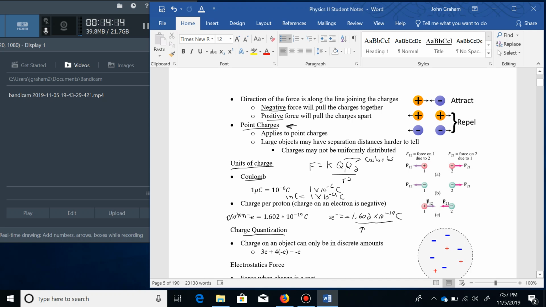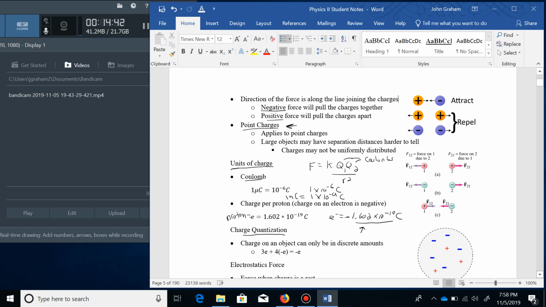And so you may have 3 electrons. 3 times 1.602 times 10 to the negative 19 will give you the charge. If you have 4 electrons, 4 times that will give you the charge on that object. But it has to be a multiple of that number. It has to be a multiple of e or negative e. Otherwise, it isn't possible.